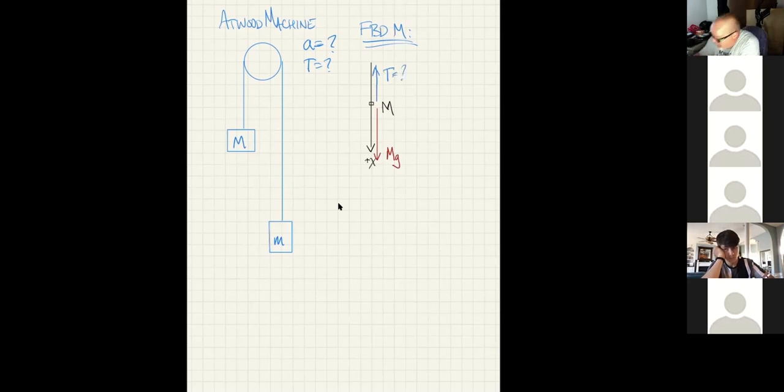So I get the summation of the forces equals mass times acceleration, all in one dimension now. So what I'm going to do is say mg minus T. And since I'm only doing one body, there's no ambiguity about what mass I use. It's got to be m times a. That's going to be equation one.